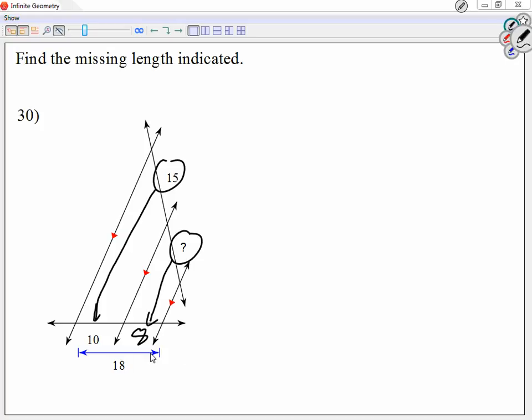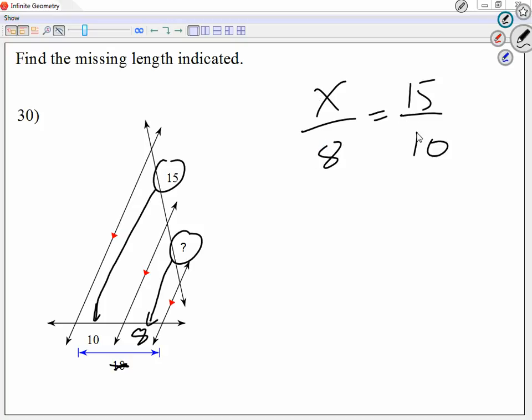So I'm not going to use 18 anymore. From one side I have x and 15. Let me just write x and 15. From the other side I have 8 and 10. Cross multiply and you're good. I'll just leave it at that. You guys can finish it. Just set it up? Okay.